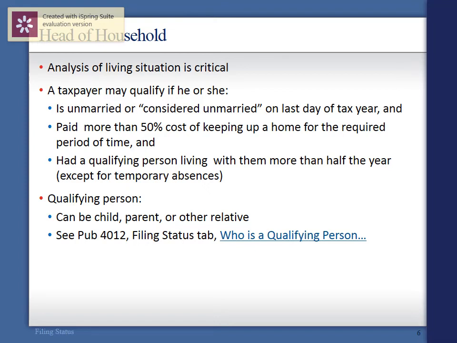So as you can see, there's consistency here, right? More than half of the year, except for temporary absences. What we're talking about in temporary absences is, for instance, this perfect scenario: you as a college student, you're out of your family's home because you live on campus for so many months out of the year. For tax purposes, the IRS treats that as you're still a part of the home, even though you may be away at college for 5 or 6 months at a time. A qualifying person would have to be either a child, it could be a parent, or it could be another relative. And we will talk more about qualifying children and qualifying relatives in a different video.